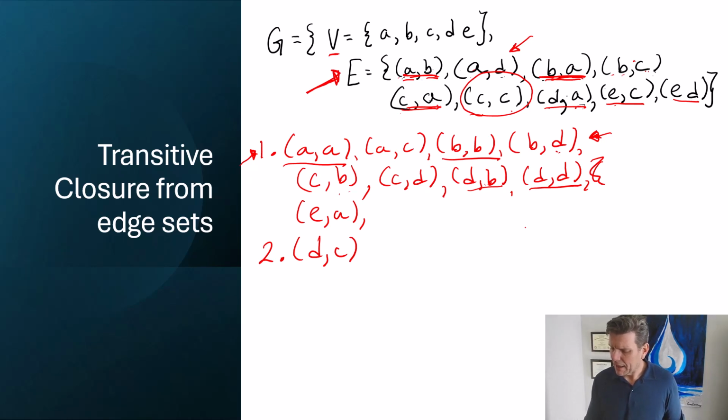How about E to A? Now I have E to A, E to B. That gives me E to B. And I have E to A, E to D. That gives me E to D, which I already had before as well.